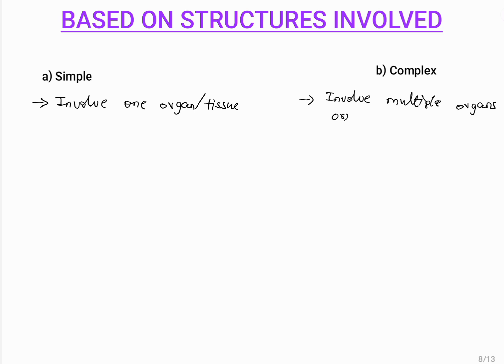Now, let us come to another type of classification which is based on the structures involved in the wound. These are of two major types, that is simple wounds and complex wounds. Simple wounds are defined as the wounds which involve only one organ or tissue, whereas the complex wounds are defined as the injuries which involve multiple organs or tissues. This is another type of classification.